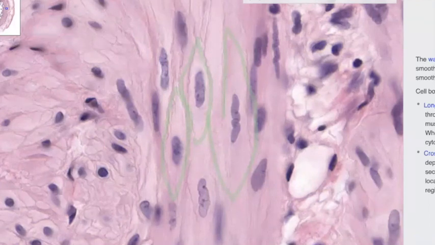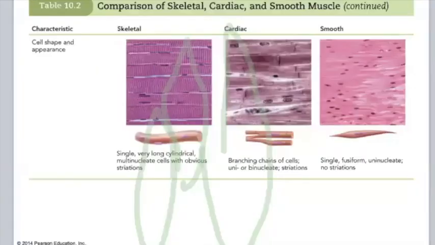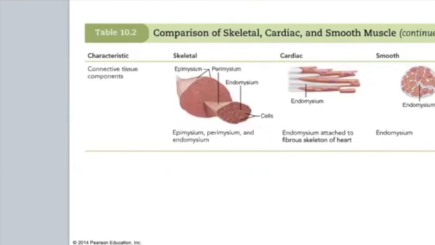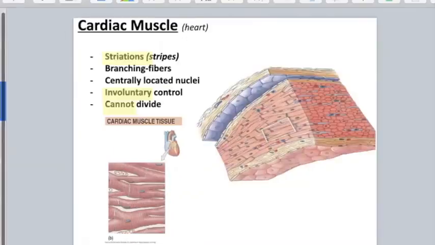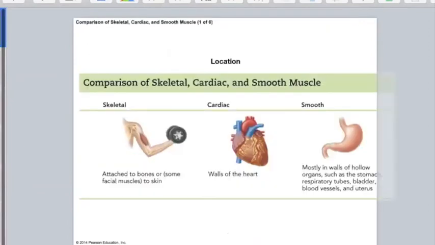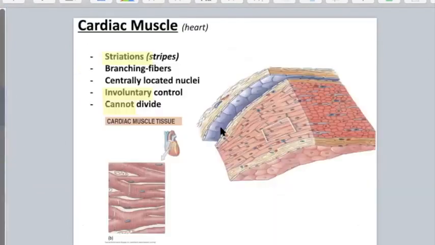All right, so that's it for my mini lecture on these different types of muscle. You just want to compare them, take a quick look, and understand these bullet points over here as the differences between them: location, and then a couple of the characteristics of each.